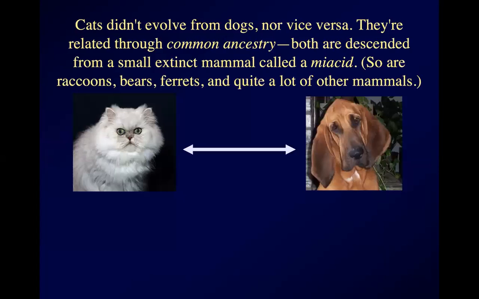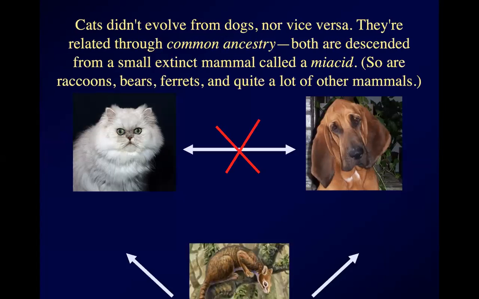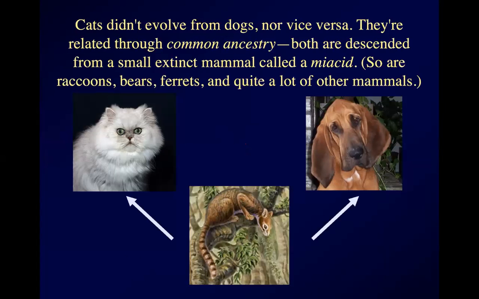Cats did not evolve from dogs, nor did dogs evolve from cats. They're related through common ancestry. Their relationship is a cousin relationship. They're both descended from a small extinct mammal, probably of a type called a miacid, which would have looked like that, except we don't know what the color is, but we do have the skeleton. It would have looked a little bit like a tree climbing weasel. Something like that miacid would be the common ancestor of not just dogs and cats, but raccoons and bears and ferrets and weasels and coatimundis and lions and tigers and quite a lot of other mammals would be descended from that miacid.